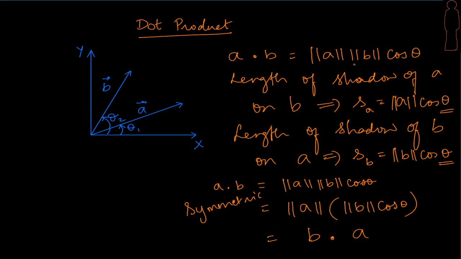So this can be written the other way as well, and therefore we can make this as B dot A, right? So I hope that we have understood that dot product is symmetric. Okay, let me talk about another interesting property.